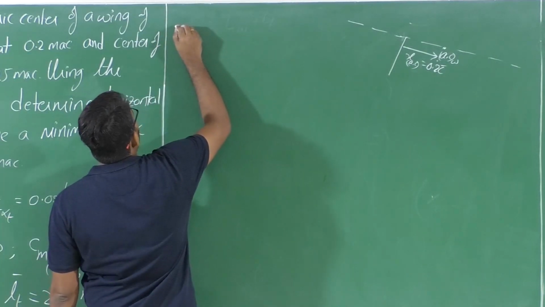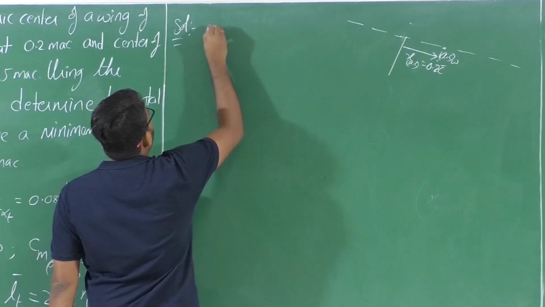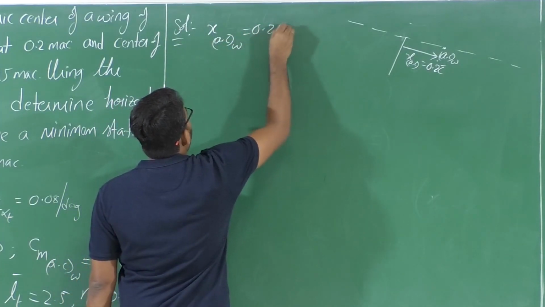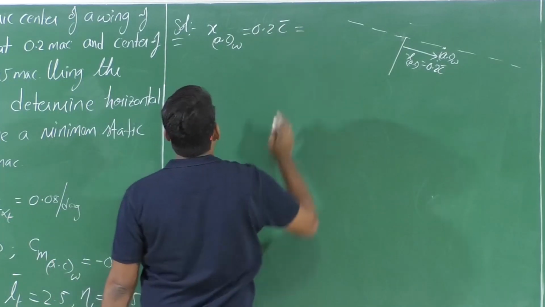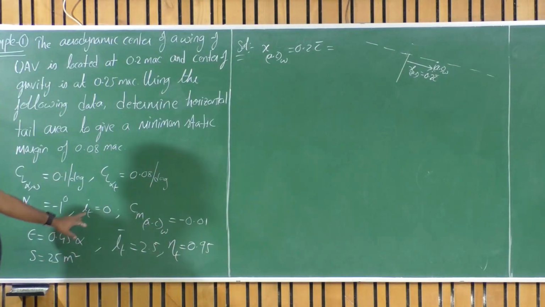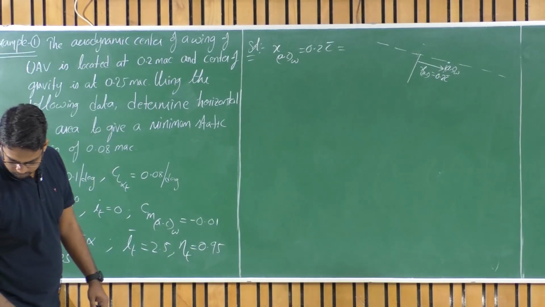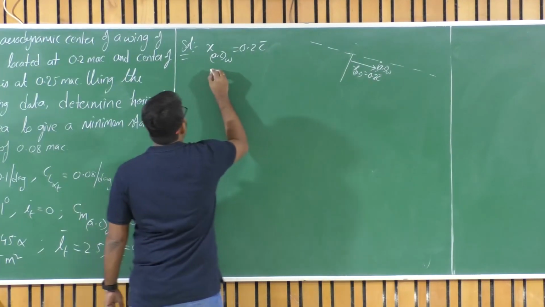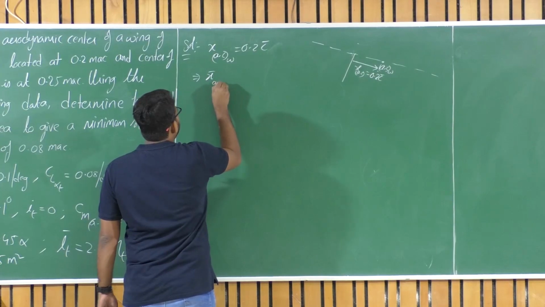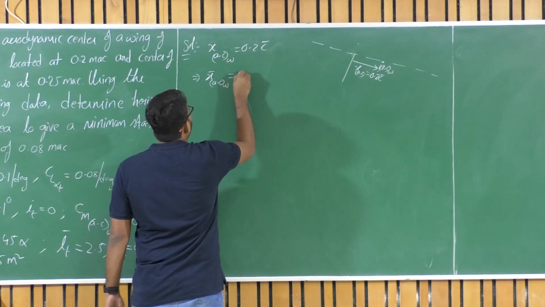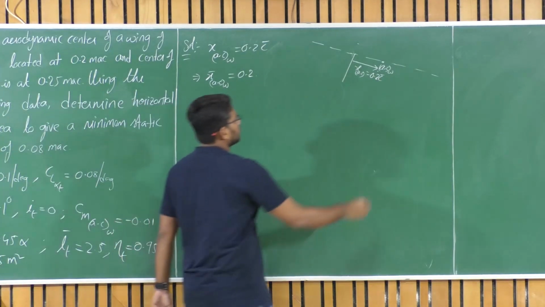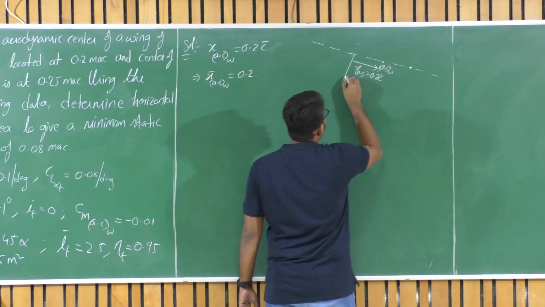So, given solution: x_AC of wing is 0.2 c bar, which is again how much? 0.2 times c bar is given, right? Isn't it? c bar is not given? Yeah, c bar is not given. So let's keep it as it is. So this implies x bar AC of wing is 0.2. Okay, and x bar CG, say this is my CG, location of CG.